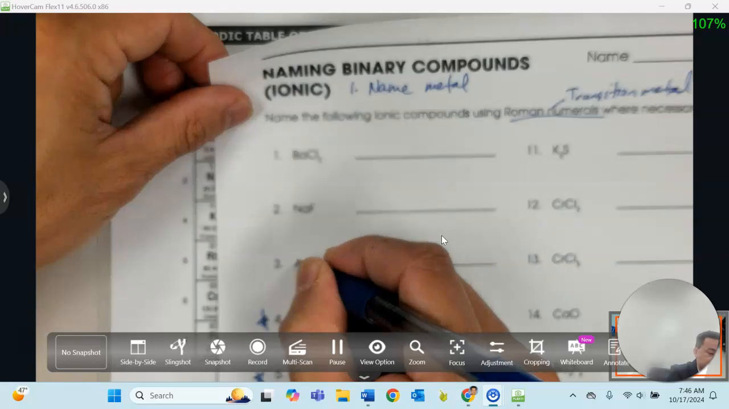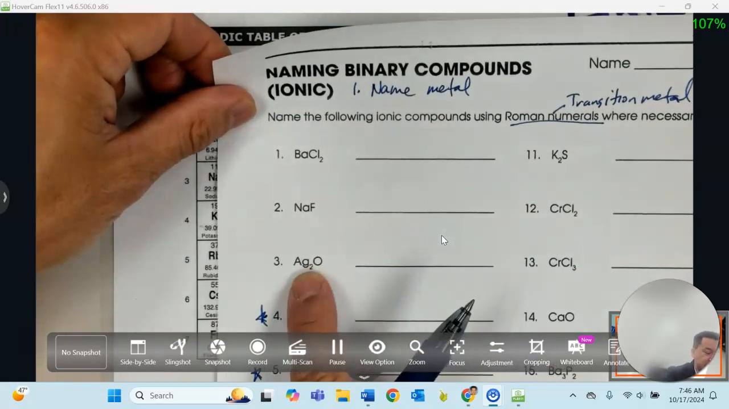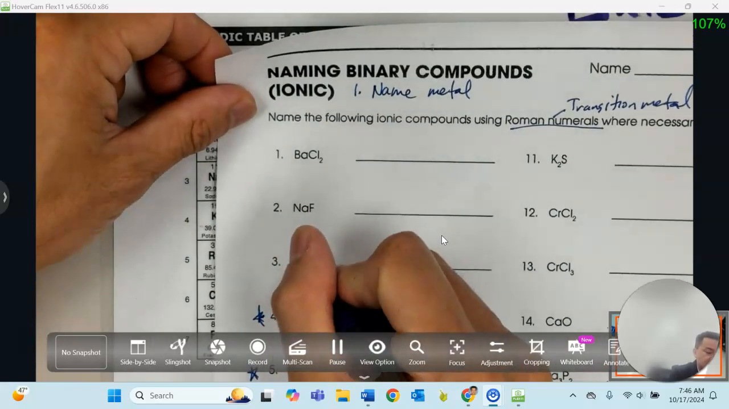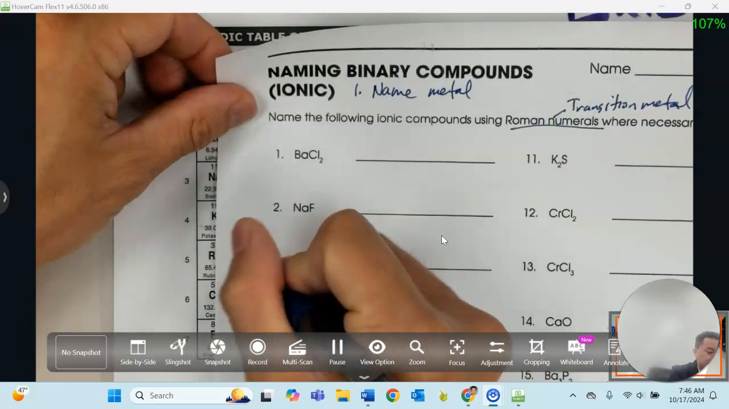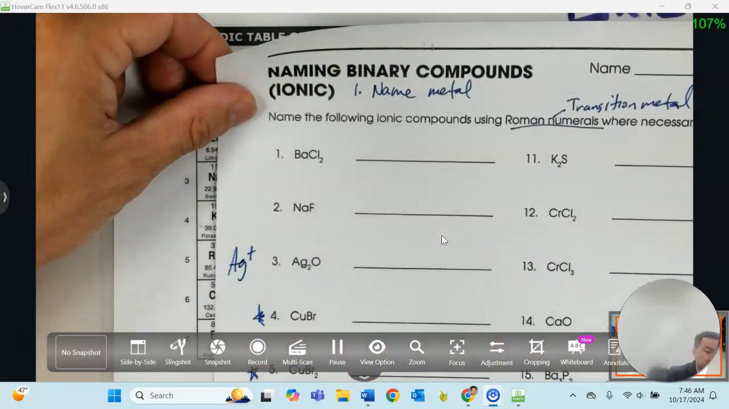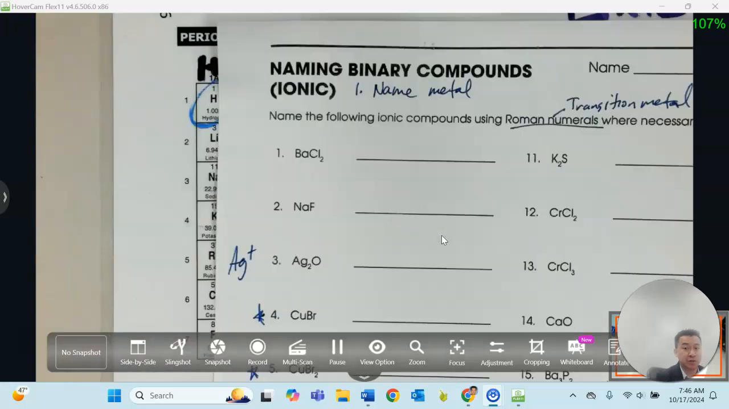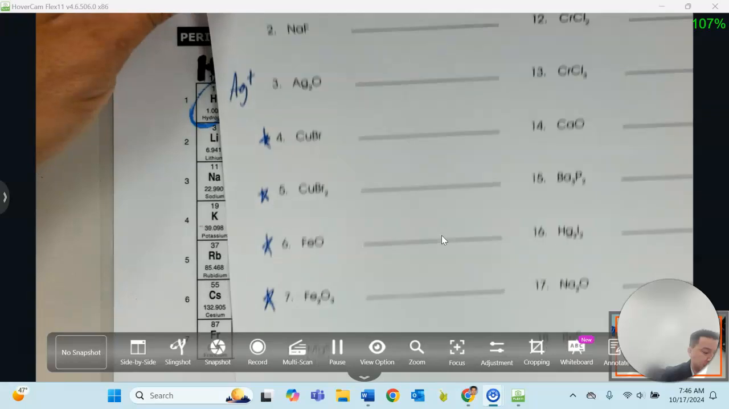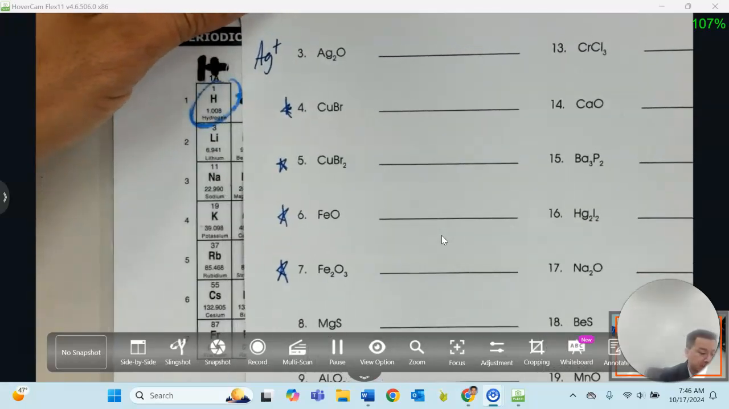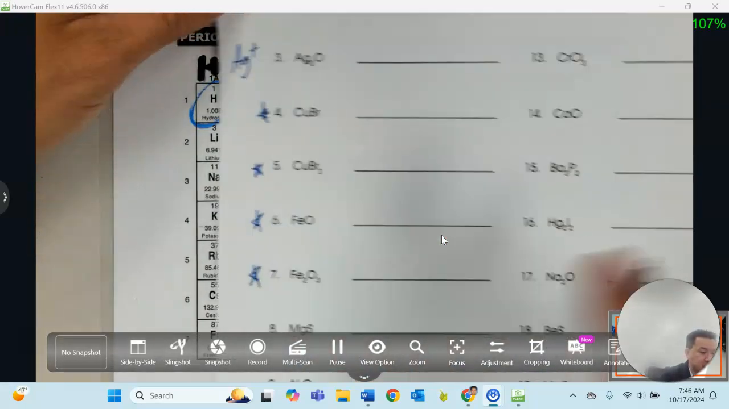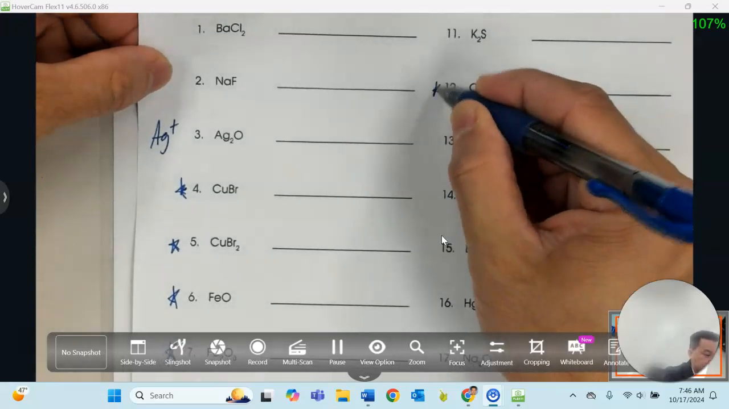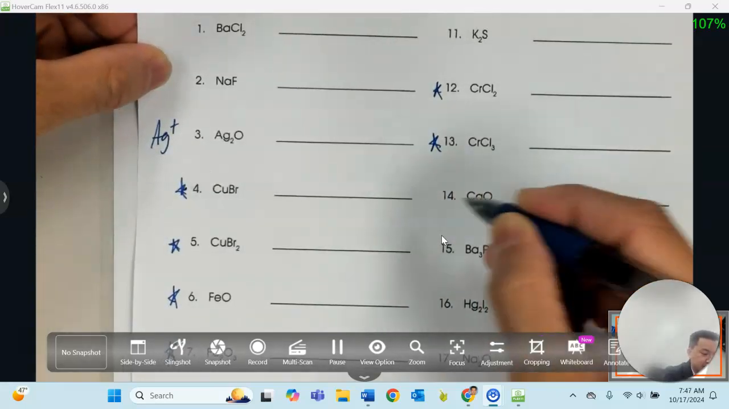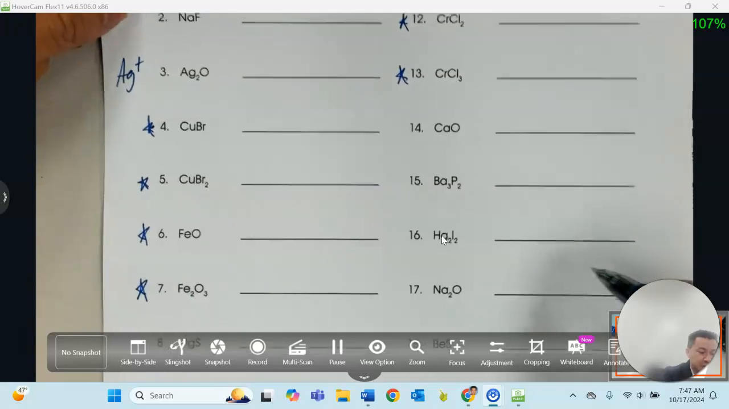Okay. One of these, silver here, is in the transition metals, but silver is always +1. So you don't need it. Silver, Ag, is always +1, so you don't need it. It's only got 1 charge, so you don't need Roman numerals, right? But if you do write Roman numerals, I won't count it wrong either. Chromium is a transition metal. So we put an asterisk, a star, right next to the transition metals, chromium there.